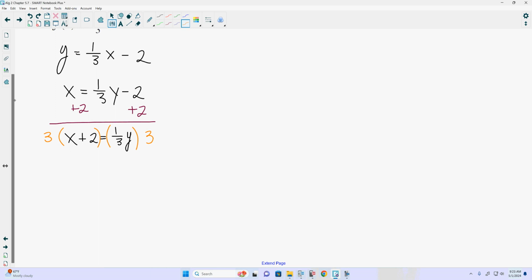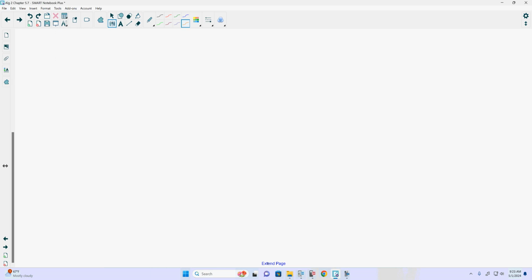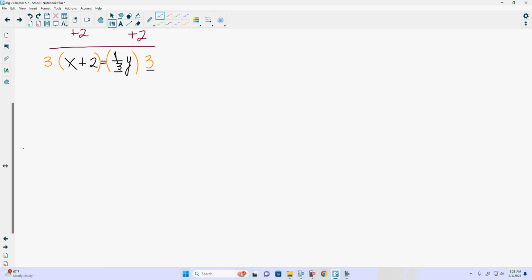And that's nice because here, when we do this multiplication of 3, 1/3 times 3 over here simplifies to 1, leaving us with y. The other side, we distribute the 3. 3 times x is 3x plus 6.